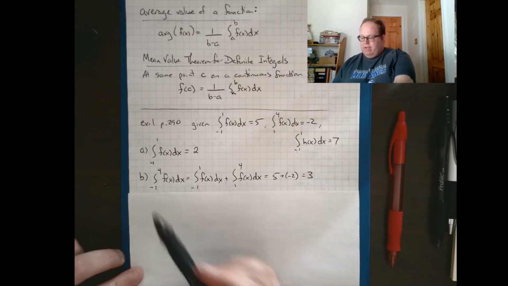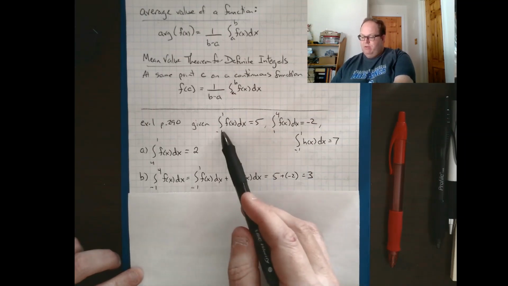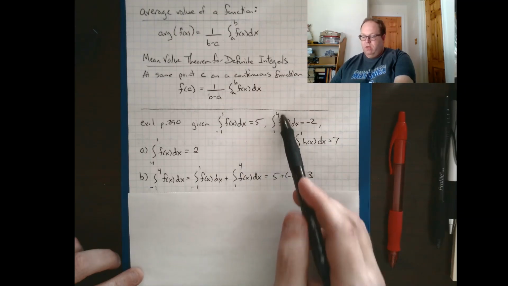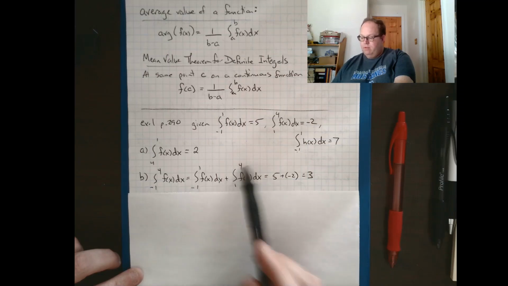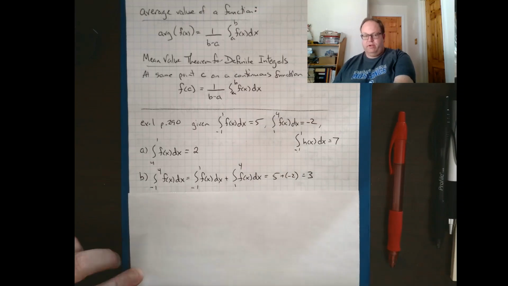The b part asks us for the integral from negative 1 to 4 of f of x dx, and since I know the value from negative 1 to 1 and the value from 1 to 4, I can just put those together to get the value from negative 1 to 4. Putting those together, I'd have 5 plus negative 2, or 3 overall.